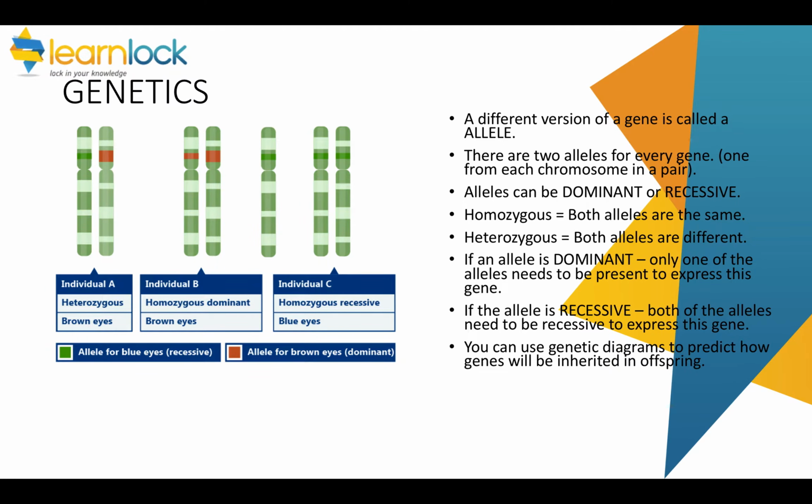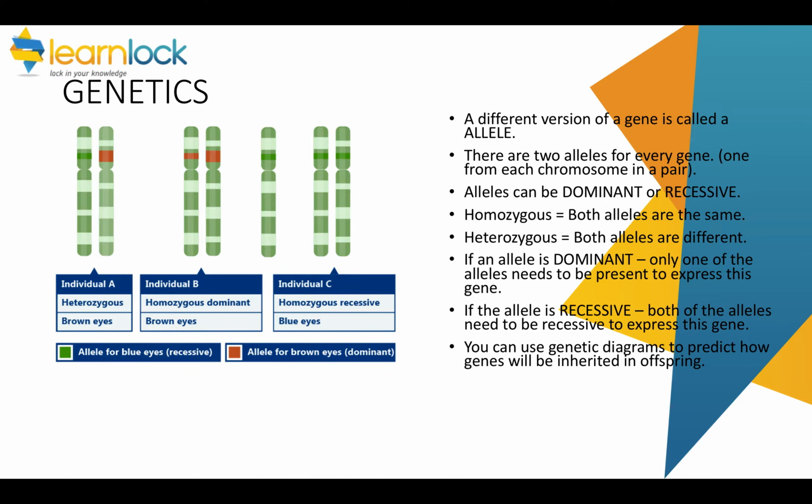To understand genetics, we need to look more closely at some certain key words. Now, we've mentioned genes before. They're sections of DNA, and a different version of a gene is called an allele. And there are two alleles for every gene, one from each chromosome in a pair. And alleles can be dominant or recessive. If both the alleles for a gene are the same, the term is homozygous. If the alleles are different, it's heterozygous.